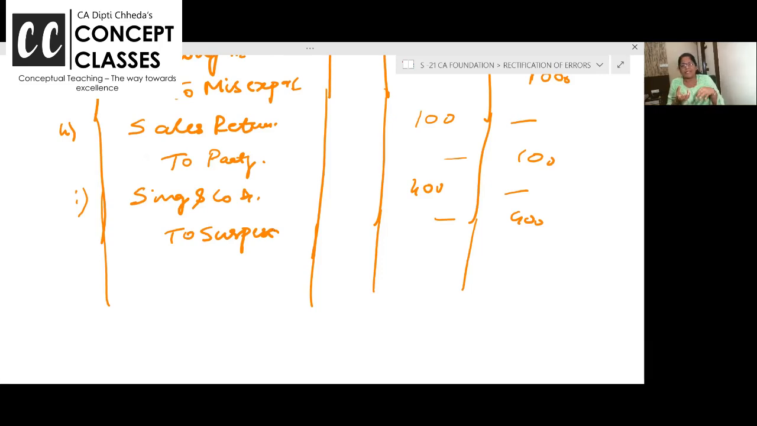Sales is credited, debit nothing. So I think that's the same, sales of 200 was wrongly credited to his account. Okay. Sales also credit 200. Party also credit 200. 400 credit. Look at my hand. Sales credit 200. Party credit 200. 400 credit.